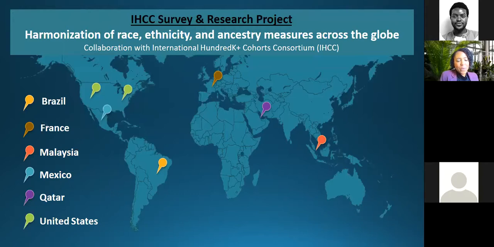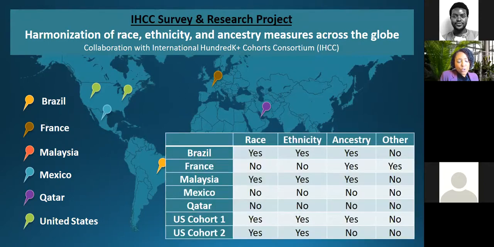All right, so we administered this survey. So far, we've received responses representing 6 countries and 7 cohorts, 2 in the United States. Here are responses to the question, do you collect race, ethnicity, ancestry, or other data? Check all that apply. You can see the differences there.